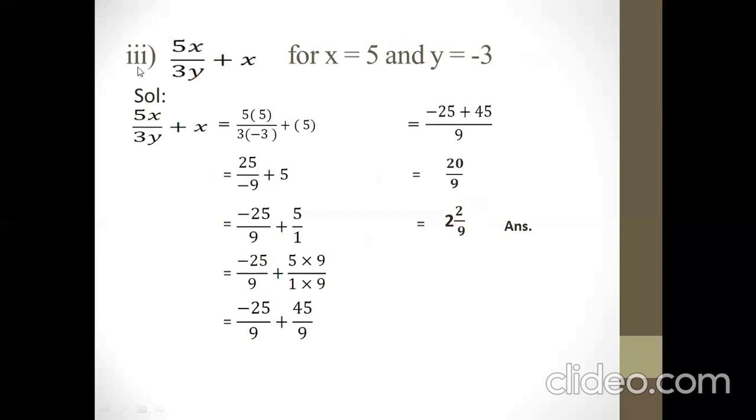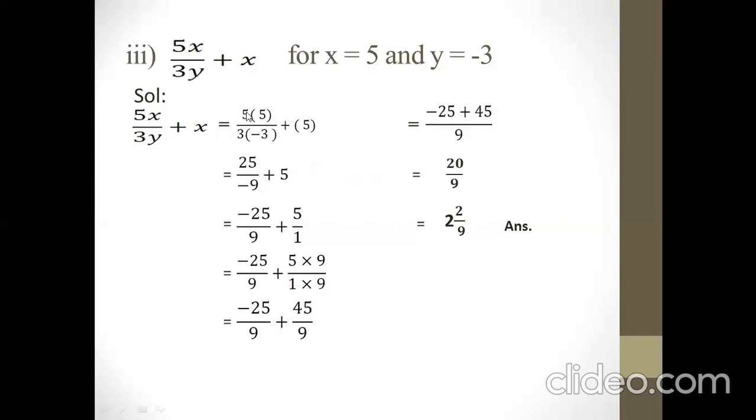Now the third question is 5x upon 3y plus x. You can see in this expression we have two terms, and one term is a rational term. Okay, then what we have to do? We have to plug in the values of x and y, which are 5 and -3.